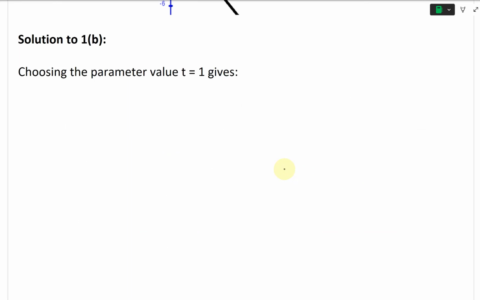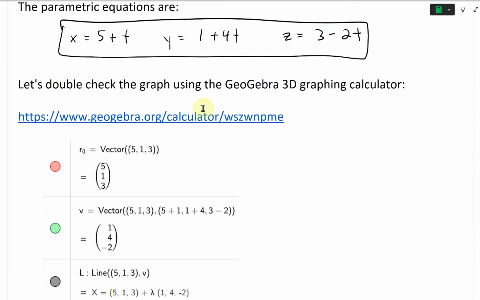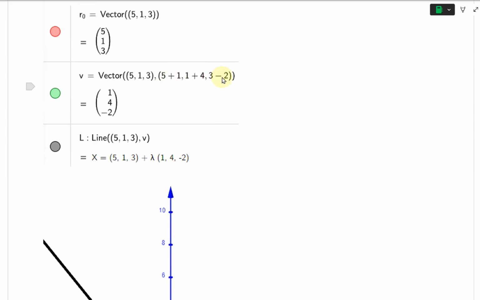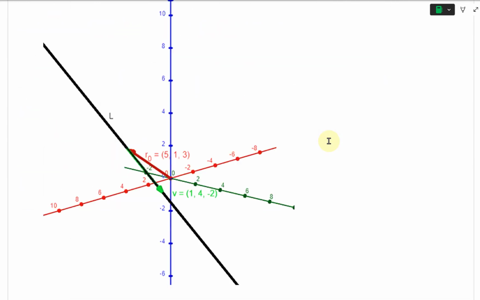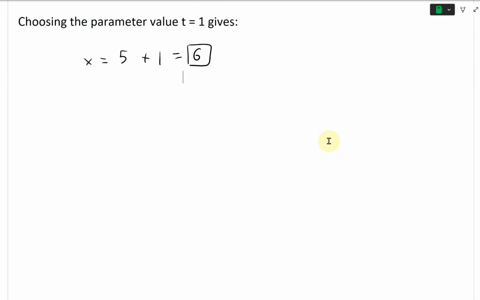So we got 5 plus t for x. So in other words, when we plug in t equals 1, x equals 6. Let's just double check again. This is going to be 5 plus t, 1 plus 4t, then 3 minus 2t. So y is equal to 1 plus 4 times 1. That's going to be 5.